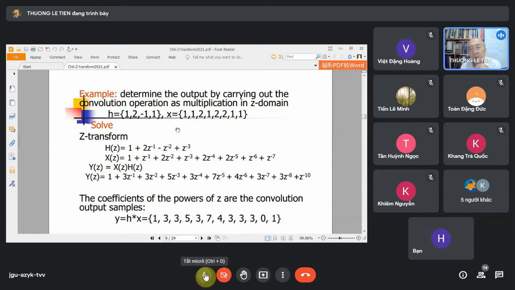Okay? Now, if we want to check the convolution of two signals in the time domain, then we convert them to the Z domain. And using the convolution properties of the Z transform, we can work out Y(Z). And we can take them back to the time domain. This is the result of the convolution.